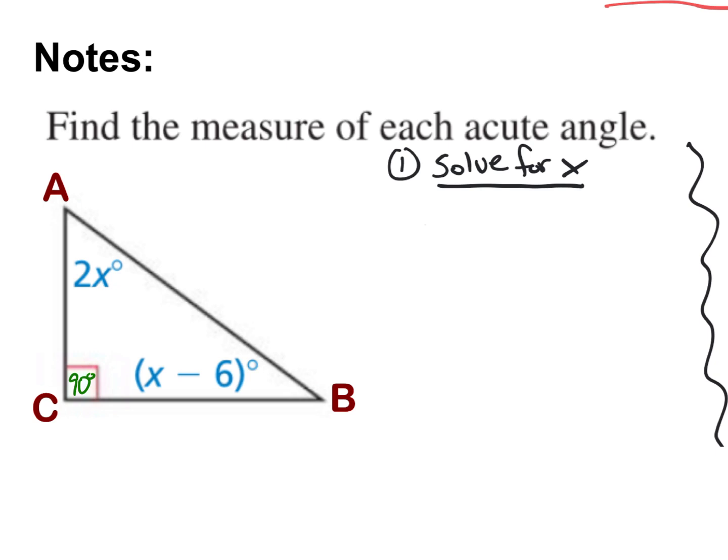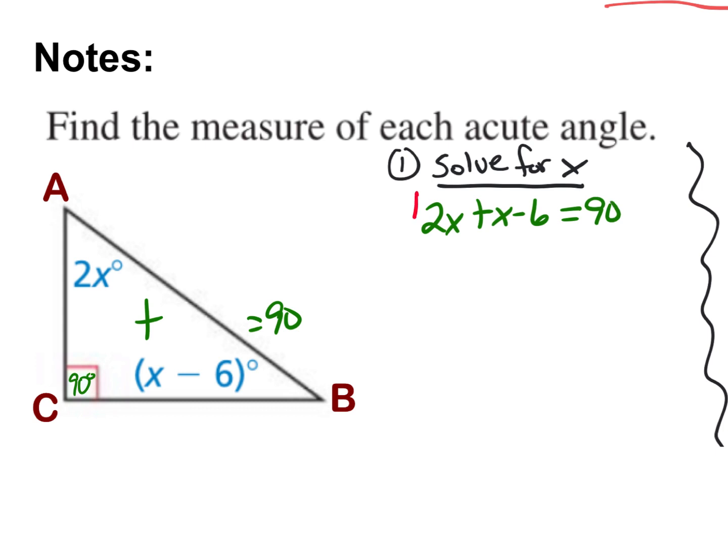So basically, if you have a 90, the other two just add up to equal 90. So I'm going to set it up in an equation just like that. 2x plus x minus 6 equals 90 degrees. And then solve for x.